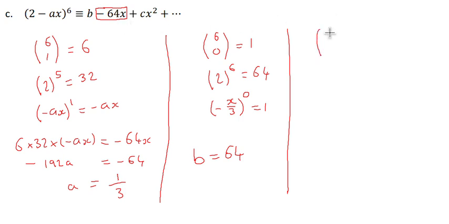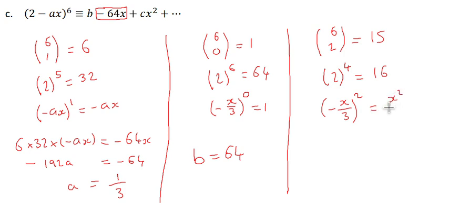And for c, we have 6 choose something, 2 to the power of something, minus x over 3 to some power. This is when x is squared, so this one needs to be squared, which means this is 2 and this is 4. 6 choose 2 is 15, 2 to the 4 is 16, and this is going to be x squared over 9. So c is going to be 15 times 16 divided by 9, which comes out as 80 over 3.